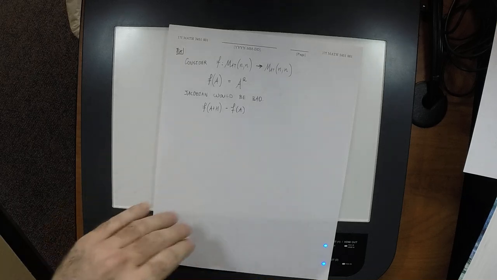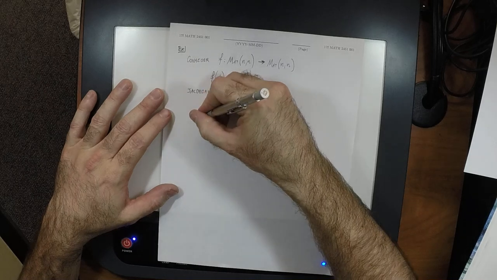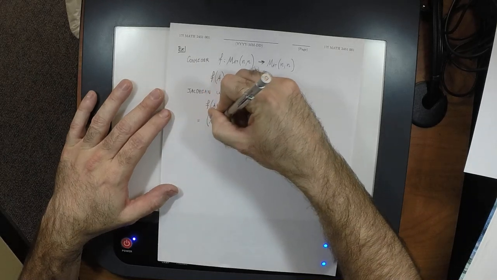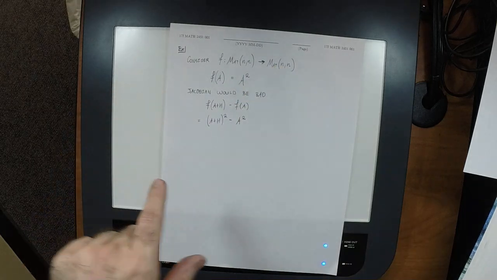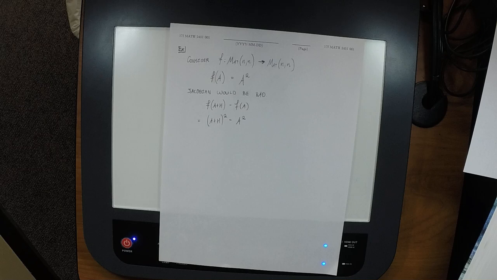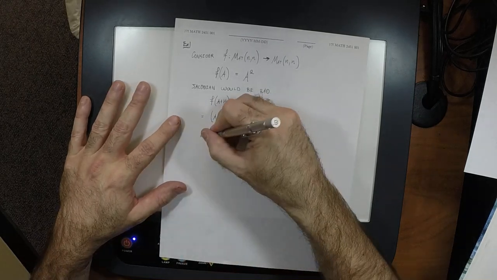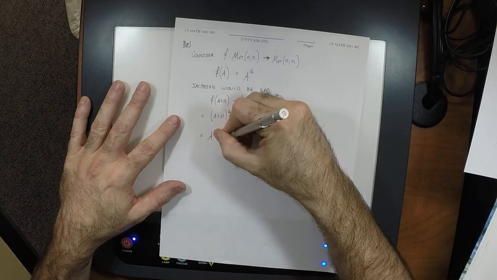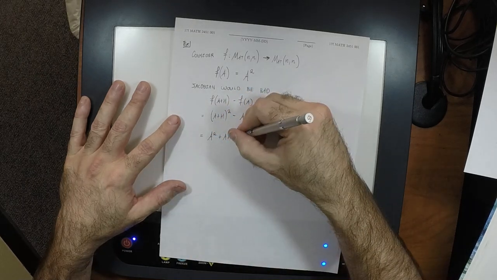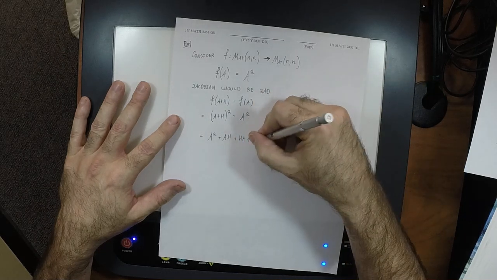So let's calculate this out. Because what f does is it squares its argument, this would be a plus h all squared minus a squared. Now we want to FOIL out that thing, but now you need to be very careful. So let's FOIL it out. What will it be? A squared plus AH plus HA plus H squared.